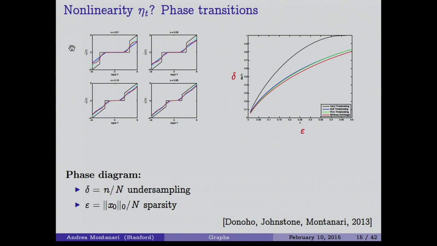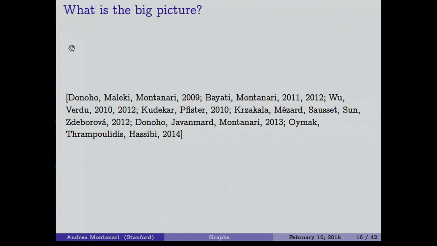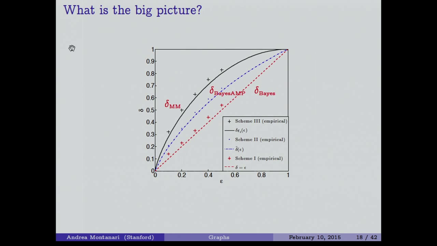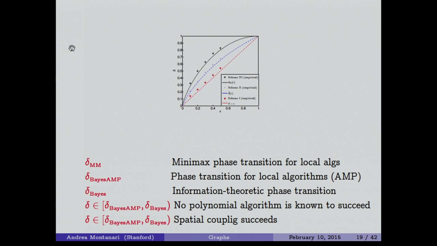Okay, so what is the big picture here? You can do all of these analyses, etc. What is the one-line summary? There has been a lot of work in this area. These are only papers that are very, very related to what I'm talking about, some by people in this audience. But the one-line summary is that it is the same as the picture that we saw in the case of LDPC codes. This is one picture to show that.